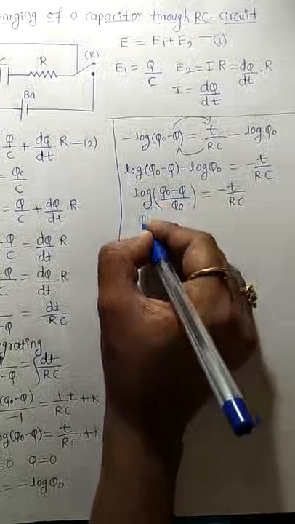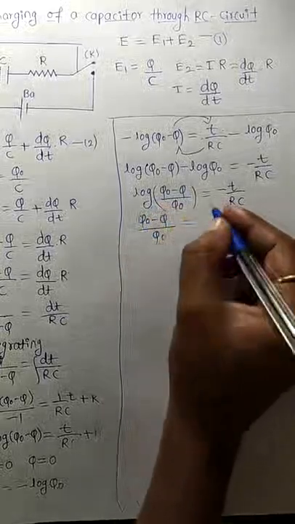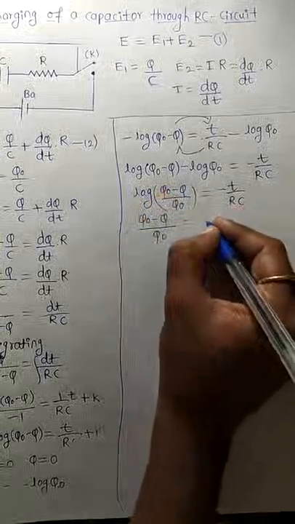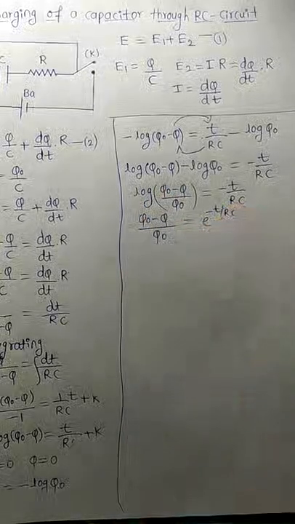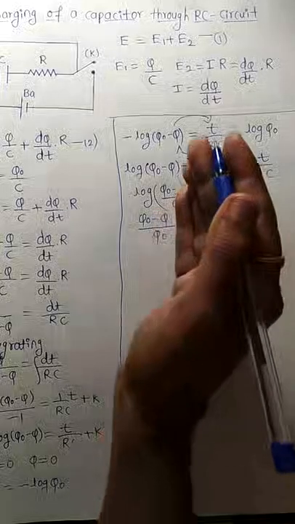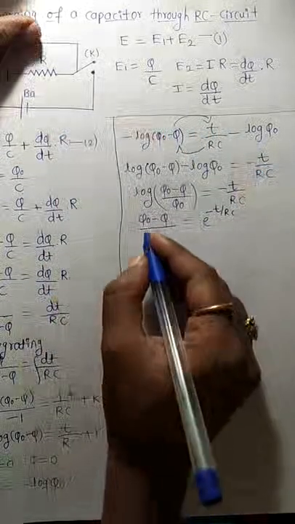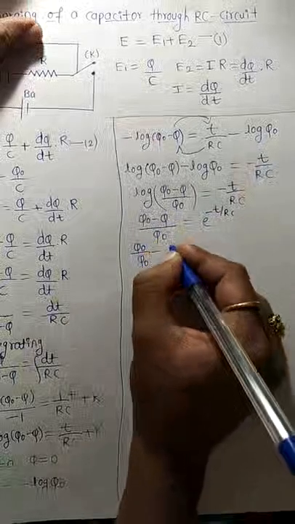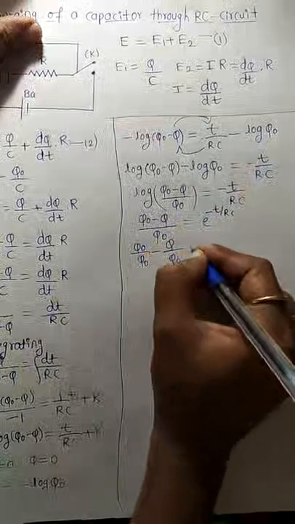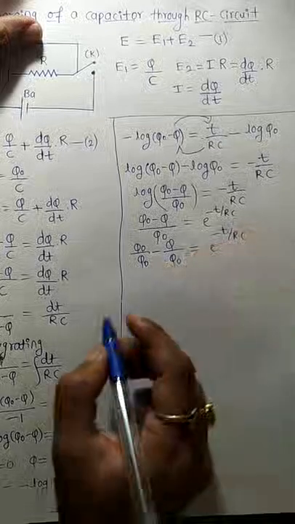Can I write (q naught minus q) divided by q naught is equal to log? If the log goes, we will get e raised to minus t by RC. So the log becomes e when it goes to the RHS side. And this one you resolve in two parts. So what you will get? In one part q naught by q naught, minus in another part q by q naught, which is equal to e raised to minus t divided by RC.